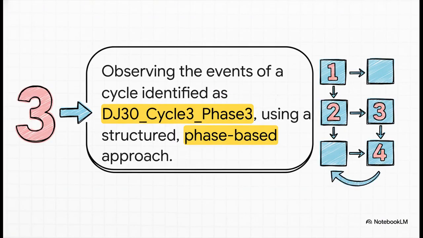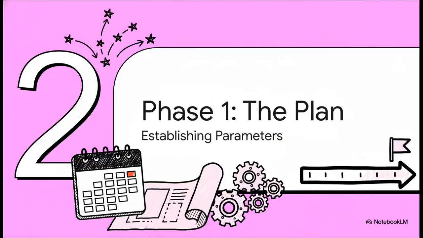So the market DNA method is all about using a structured, phase-based approach. This is really the core idea here. It's about mapping out the market's potential path in advance. This lets us create a clear record of the cycle as it actually happens. So let's start at the very beginning with phase 1, the plan. First up, phase 1, the strategic plan.